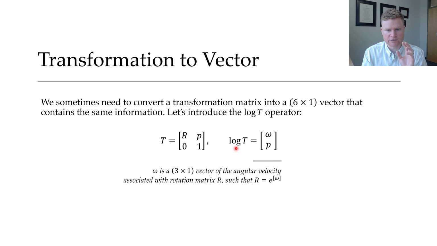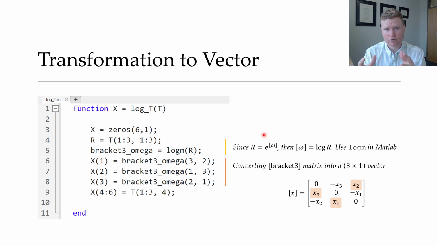So the log of T is going to take me from my transformation matrix, T, into this 6 by 1 vector you see right here. The bottom three elements are probably the easiest to understand. That's just my position vector. So I just take my position vector and write it here, all good. The part that's a little bit more confusing is how I go from a rotation matrix into this vector omega. And the idea is I'm going to take my rotation matrix, I'm going to extract the angular velocity that corresponds to that rotation matrix, and that's going to be the omega that you see right here. I'll show you some code for how we do this.